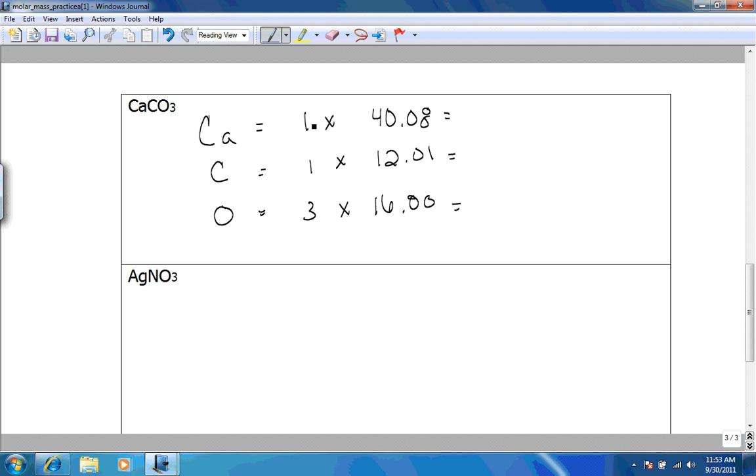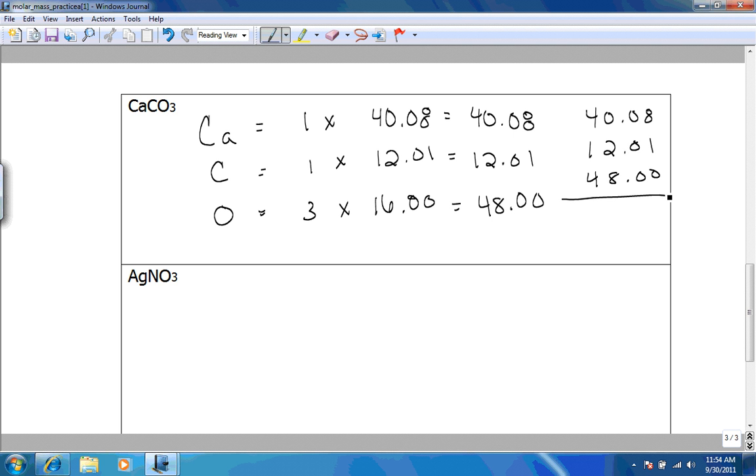So we have 1, because we have 1 calcium, times 40.08, because that's what we found on the periodic table. And that comes out to be 40.08. We have 1 carbon, and we're going to multiply it by its atomic mass of 12.01. And we have 3 oxygen, and its atomic mass is 16.00. And that comes out to be 48.00. We're going to add these 3 numbers together now. And that comes out to be 100.09.